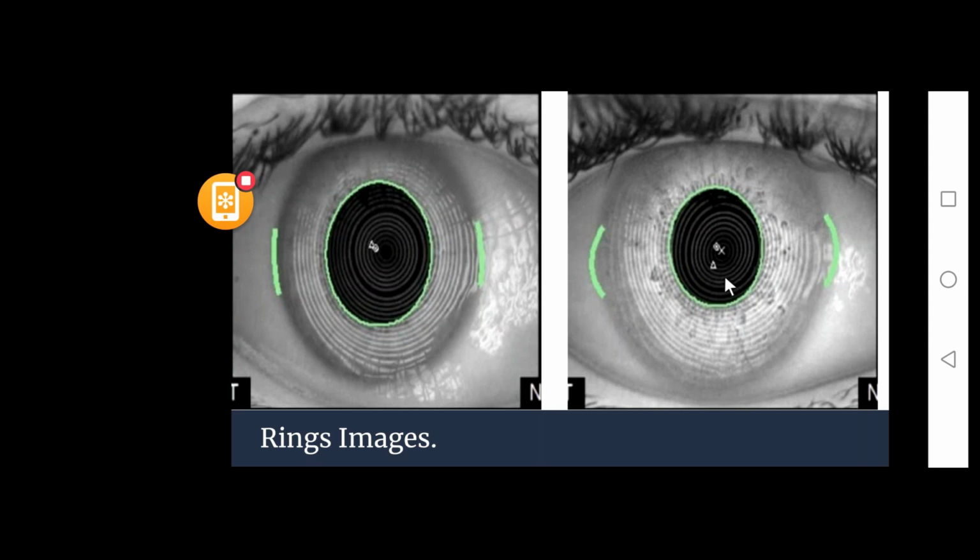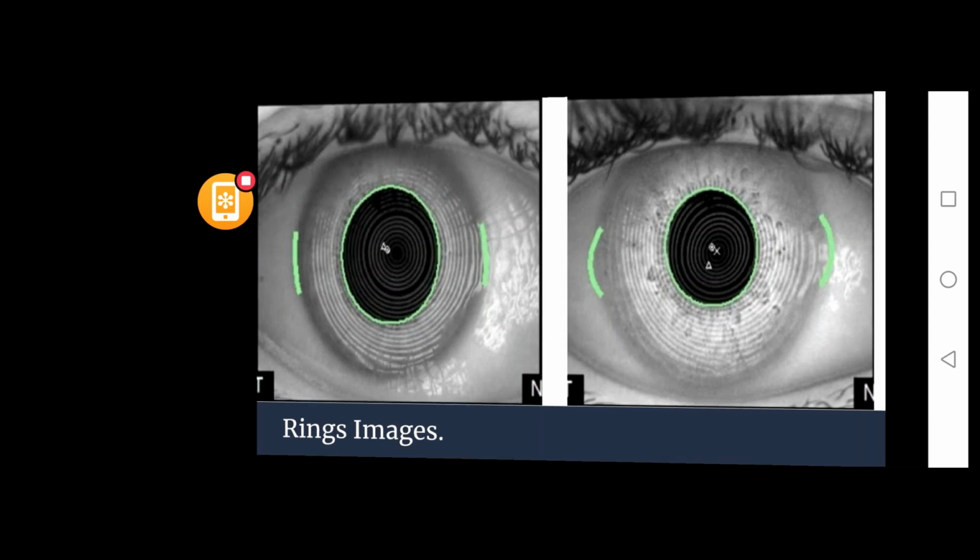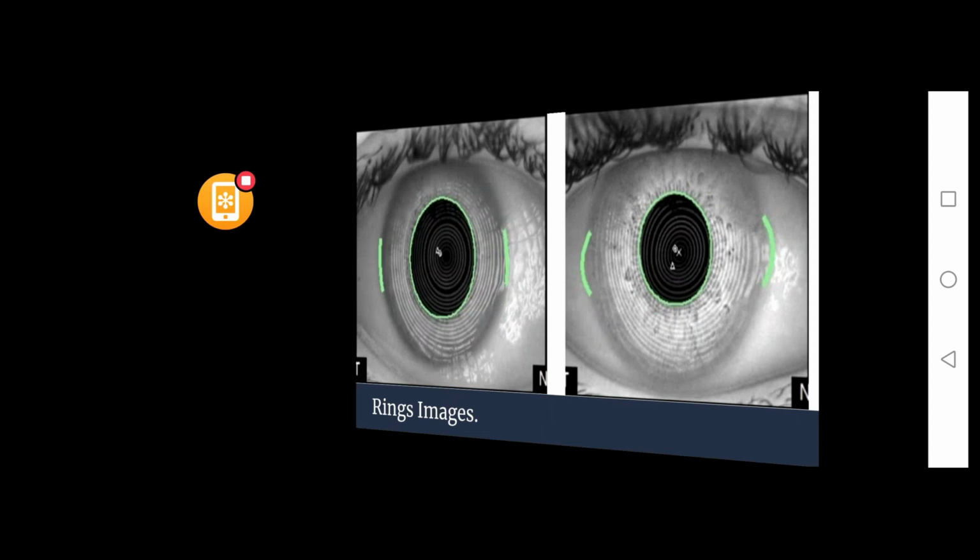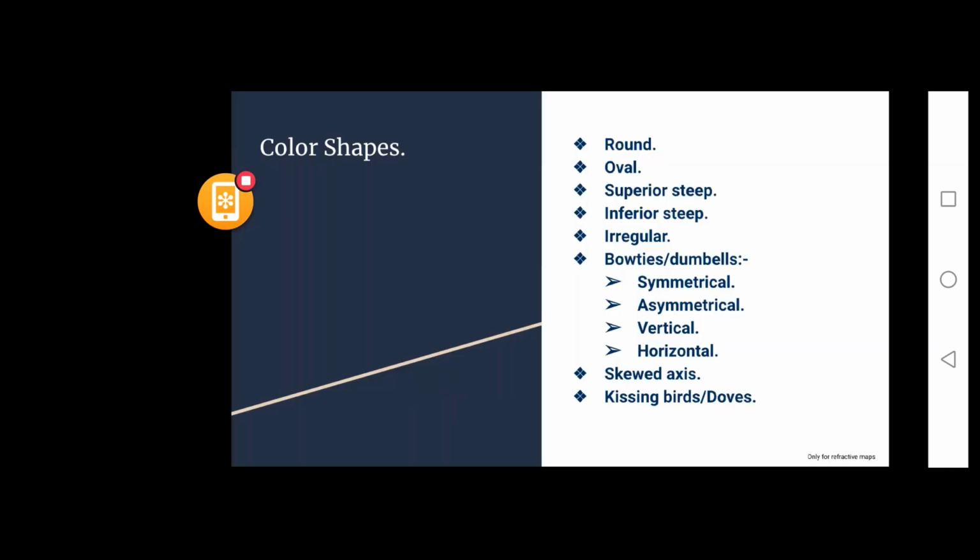So when you capture the image, these rings images are what the machine shows first. So you should be smart enough to understand that yeah, I can see some less distance between the rings. So you start thinking at the initial stage itself, so you can understand what is going on in the cornea, right? So moving further, all the maps of the corneal topography or the corneal tomography are all shown by color shapes.